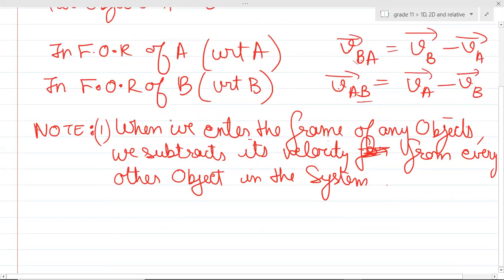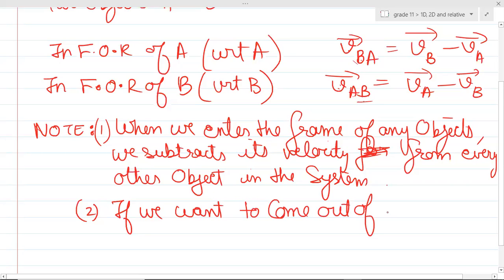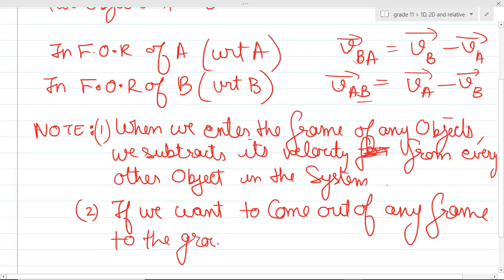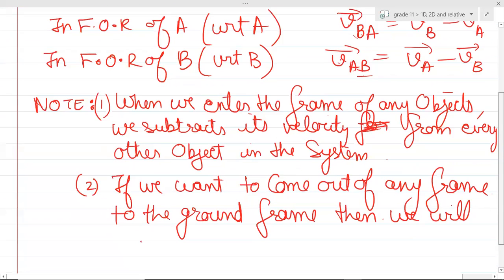So always remember these 2-3 concepts. And there is one more. If we want to come out of any frame to the ground frame, then guys, are you writing along with me? We will add the velocity of the frame.